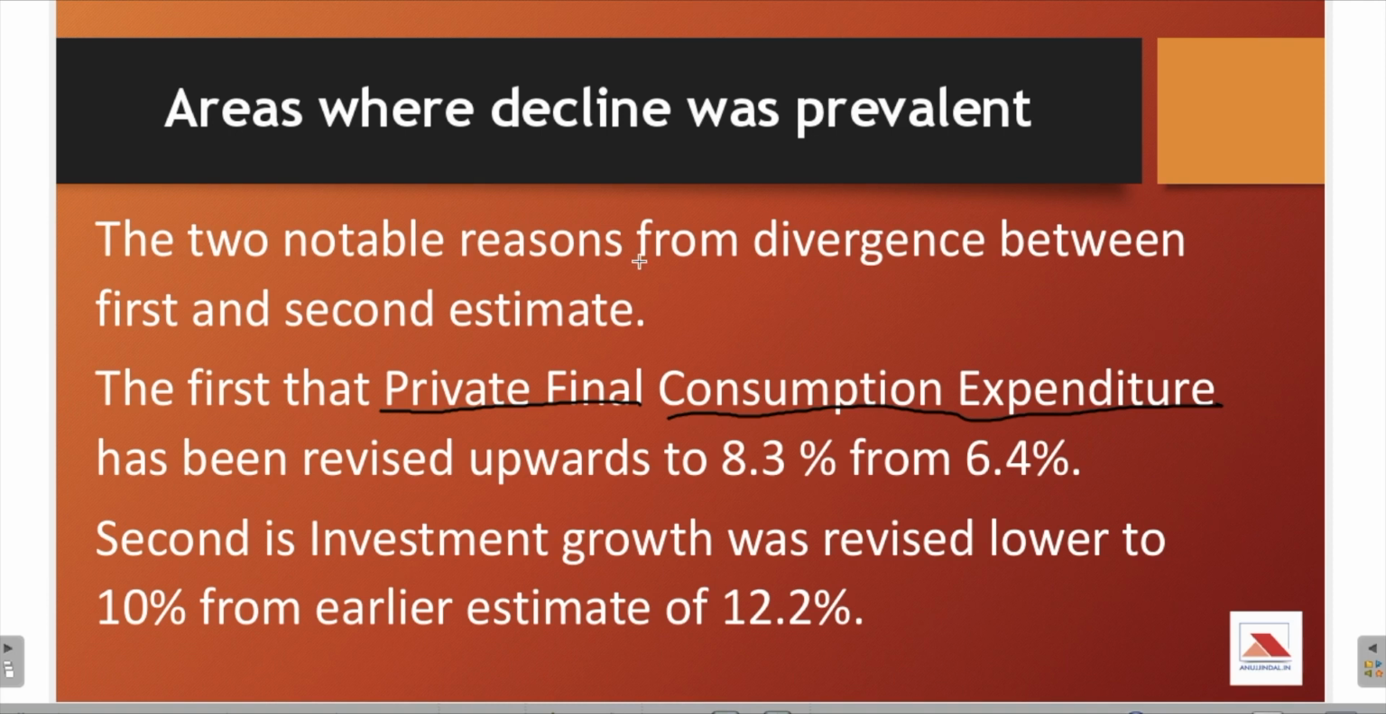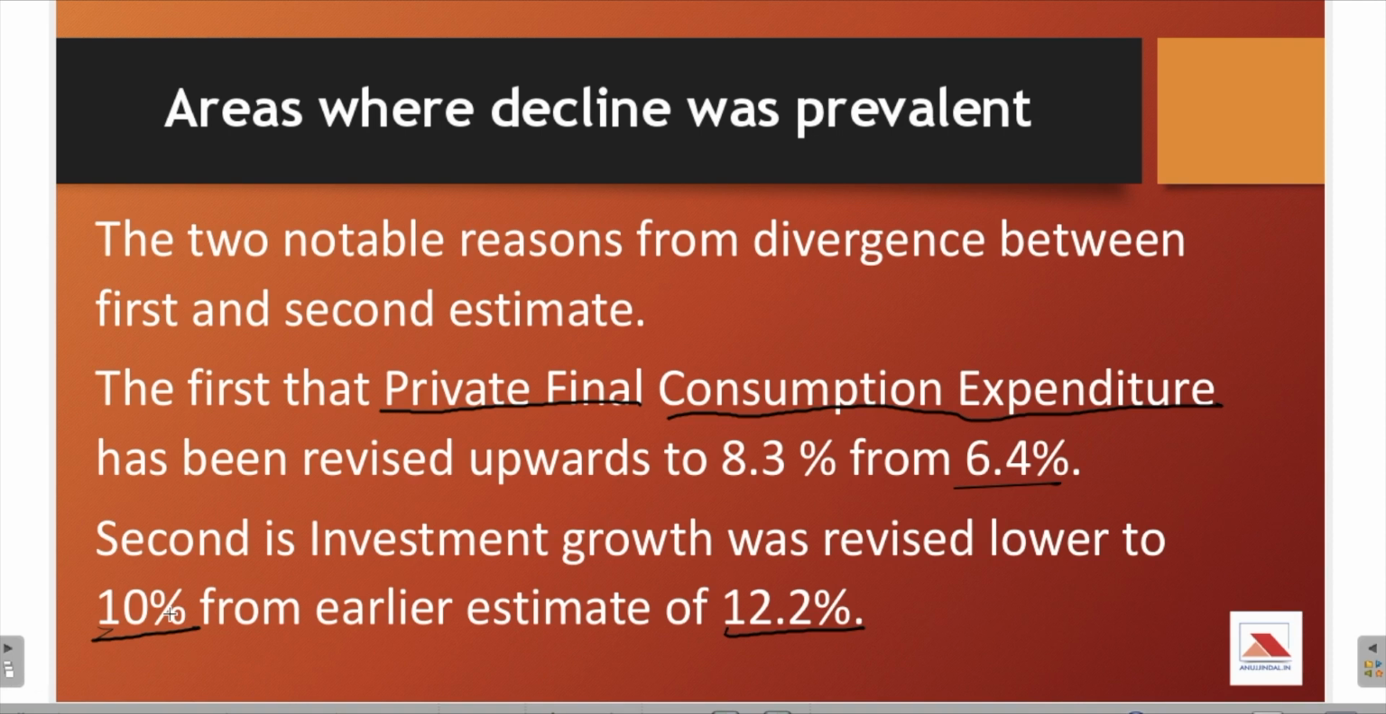The report states that there has been an upward trend. The expenditure was expected or reported to be 6.54%. However, in reality, it was more than that. It was 8.3%. Also, the second factor, which is investment growth. By investment growth, I mean the increase in expenditure by the government was also reported to be lower. So it was overestimated at 12.2%, but in reality it was just 10%. So you can see that these two factors were so contrasting that one was overestimated, that is government expenditure, and the second was underestimated, which is private final consumption expenditure.